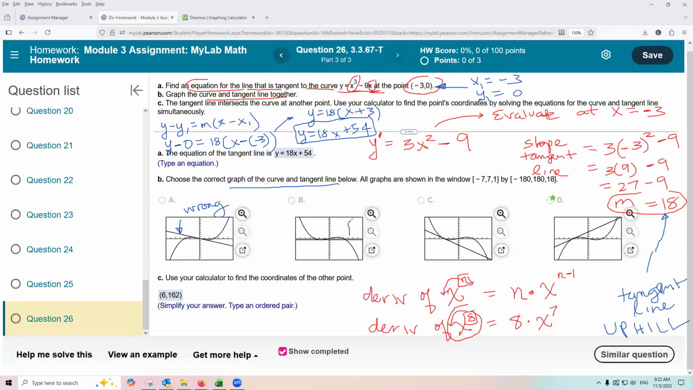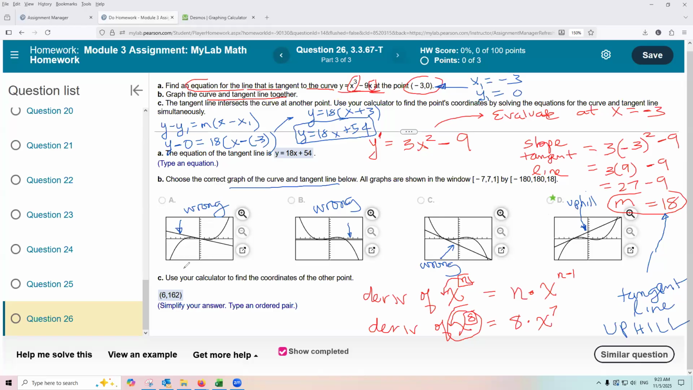This tangent line looks like it's horizontal. That means the slope is 0, so this graph must be wrong. Here, the tangent line is going downhill. This graph must be wrong. This is the only graph here, graph D, where the tangent line is going uphill, so that must be the correct answer. And again, I could graph this on a graphing calculator to confirm that's the right answer.